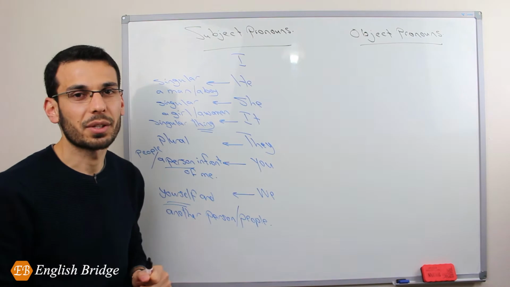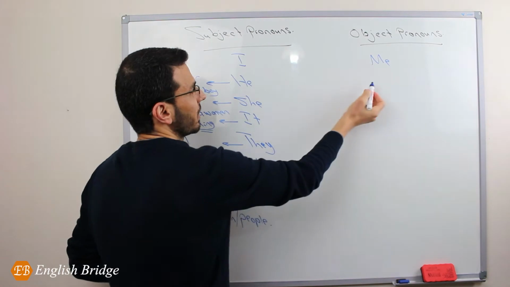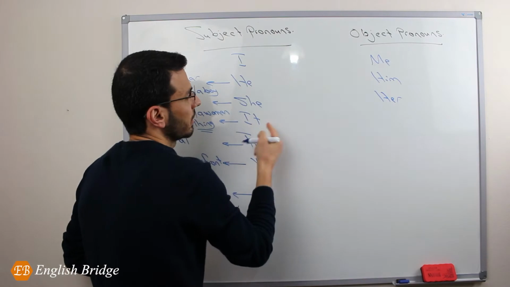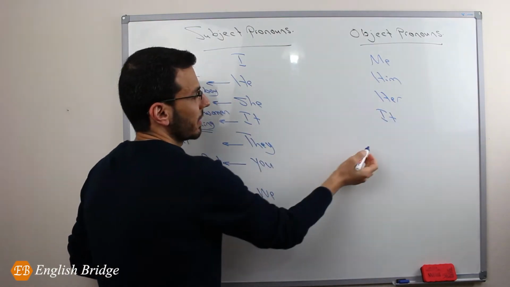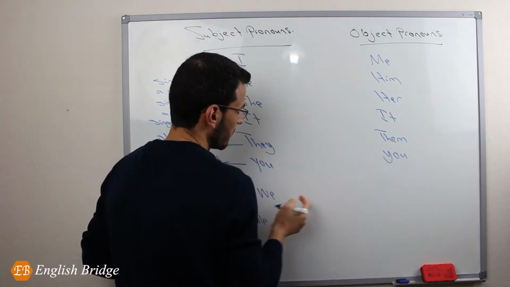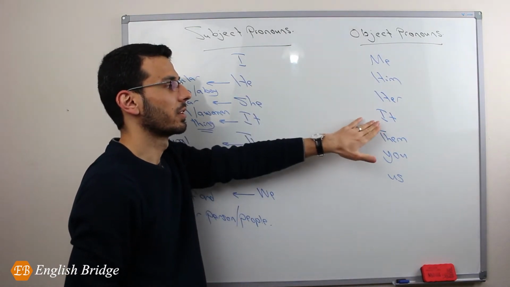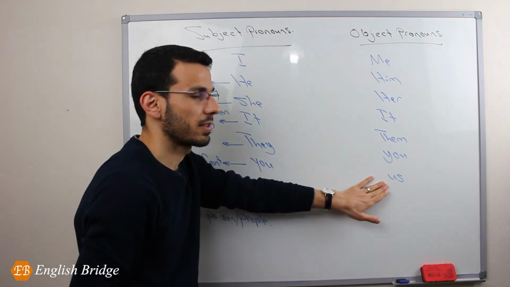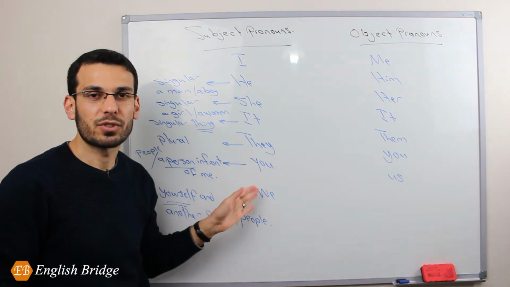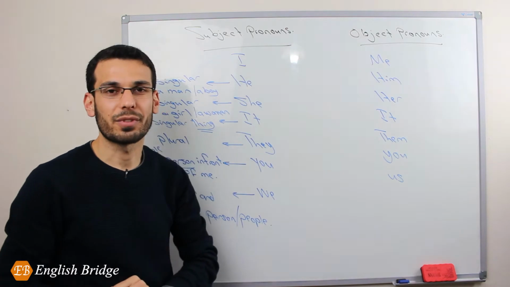Now, what are the object pronouns? Object pronouns are the following ones. So I becomes me, he becomes him, she becomes her, it becomes it, they becomes them, you, same, you, and we, us. So me, him, her, it, them, you, and us. All right. Now the meaning is exactly the same meaning as subject pronouns. Now the question is, what is the difference between subject pronouns and object pronouns?